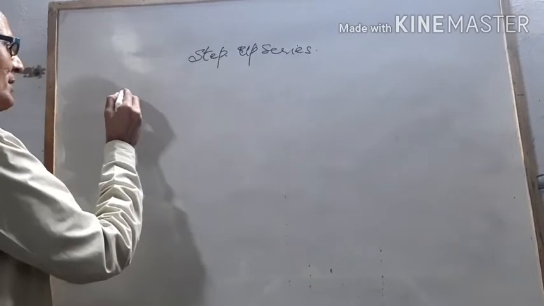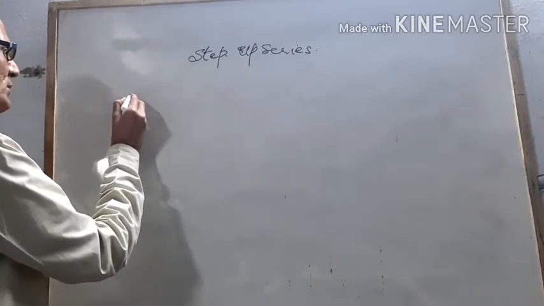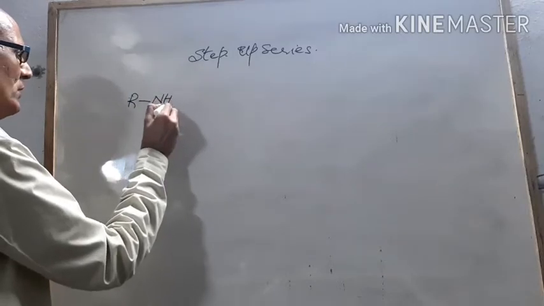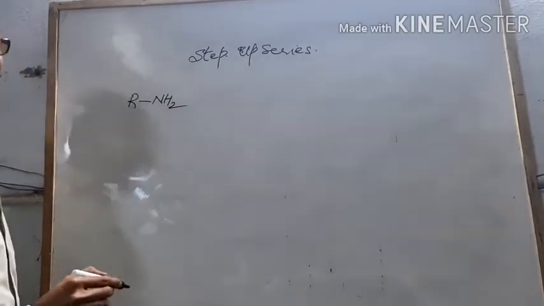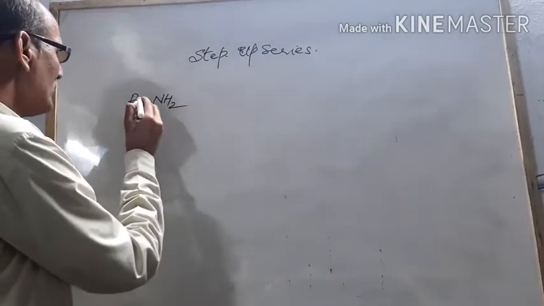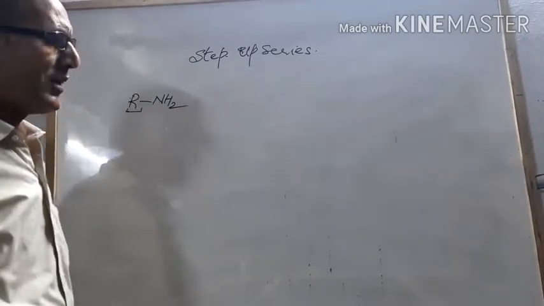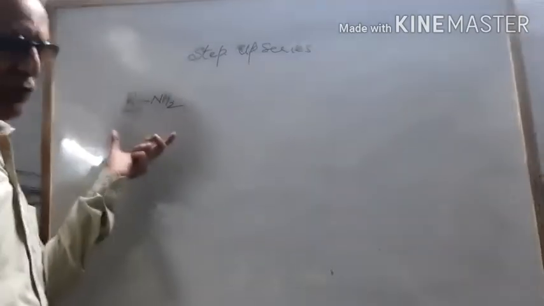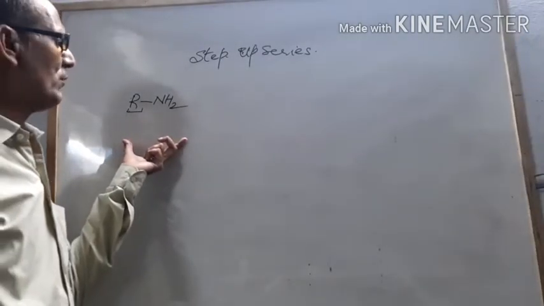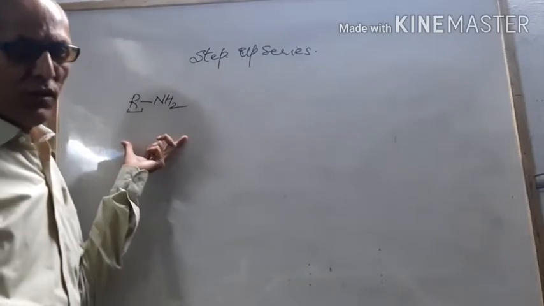Suppose we are starting from this compound. This is R single bond NH2. This is an amine. As we see, there is only one alkyl group and no additional carbon, and we need to increase the number of carbons. So what steps do we have to follow?